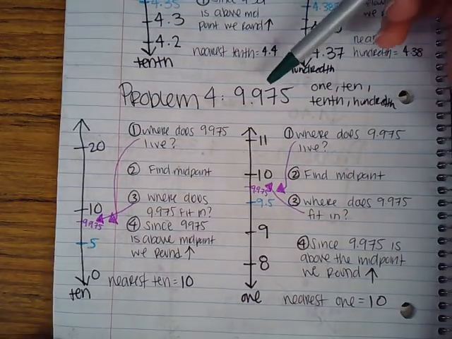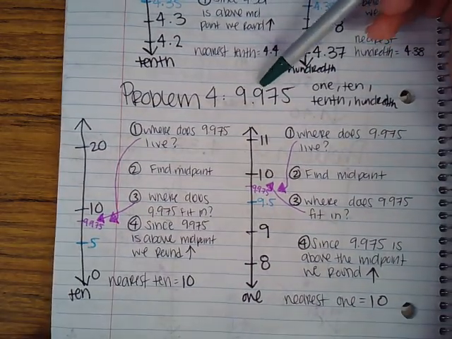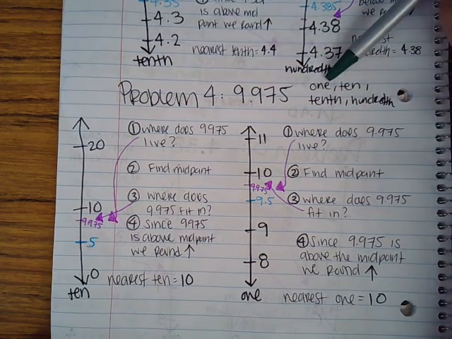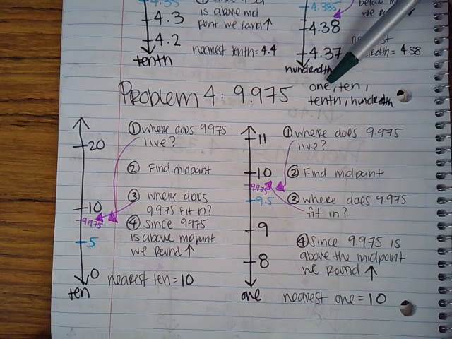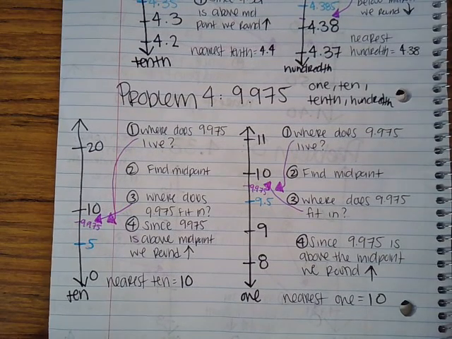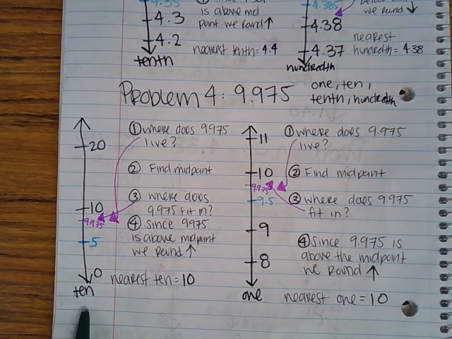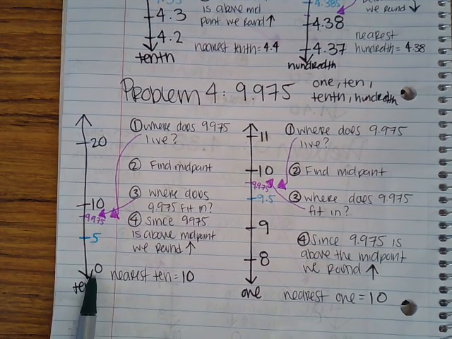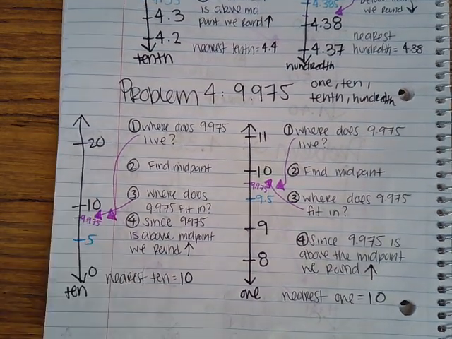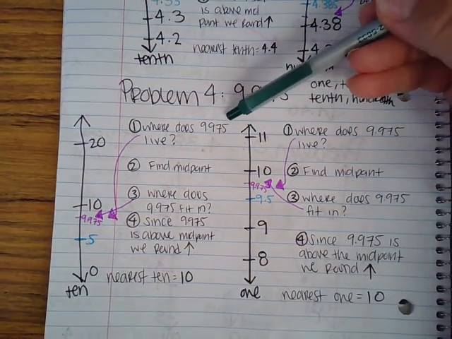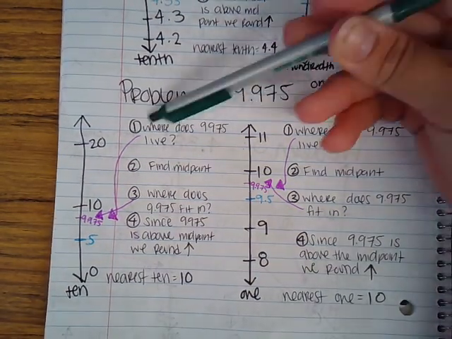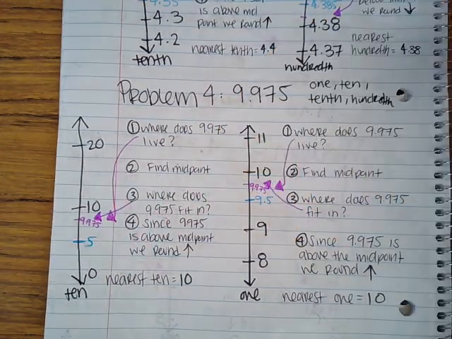All right, so problem 4. So problem 4, we're going to decompose 9.975 to the 1, the 10, the 10th, and the 100 spot. Okay, so first off, we're going to start with 10. I'm going to start my number line here at 0 and do 10 and 20. All right, so where does 9.975 live? It lives between 0 and 10.